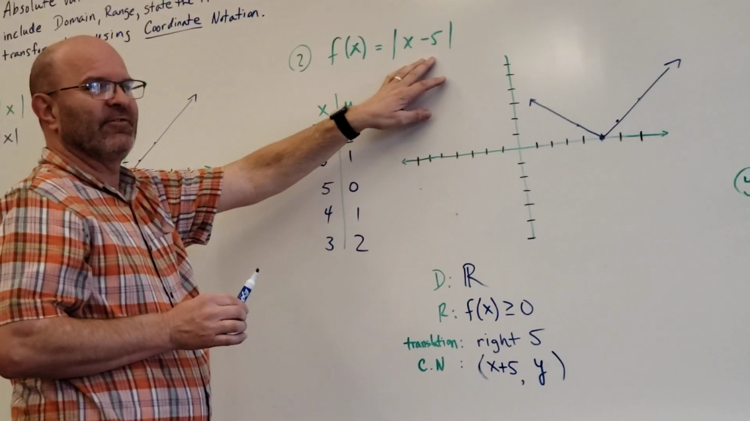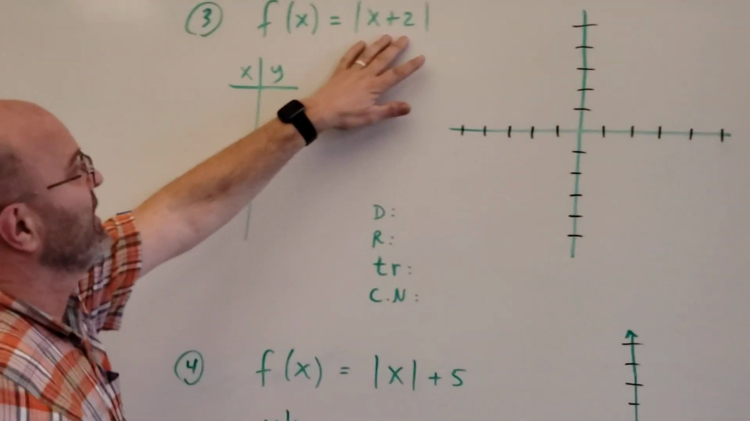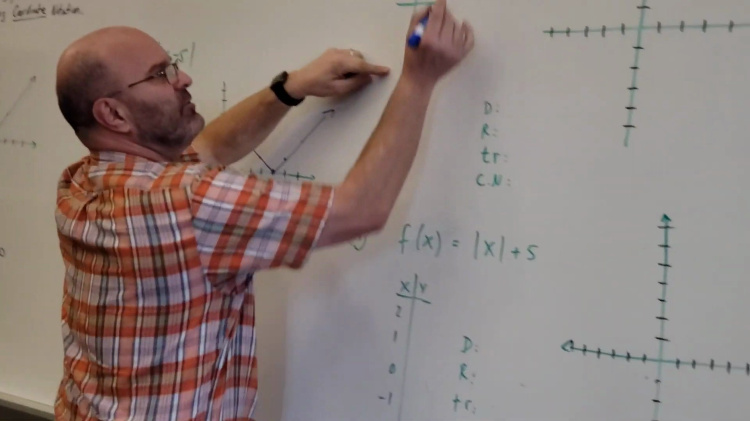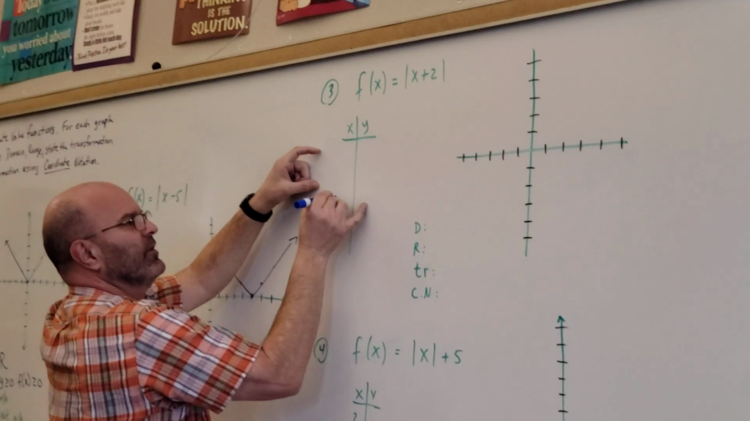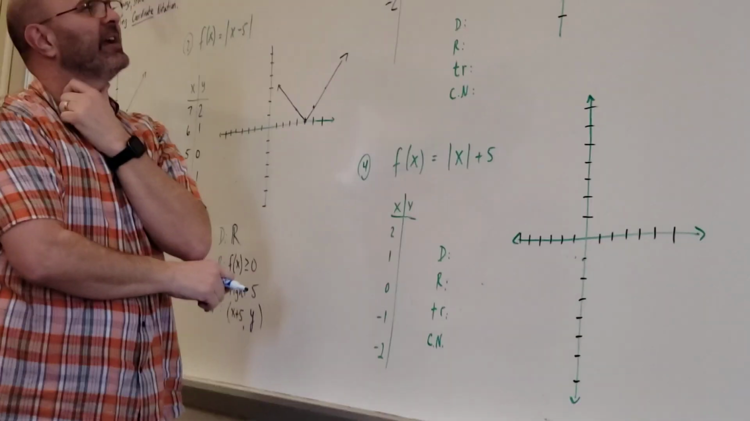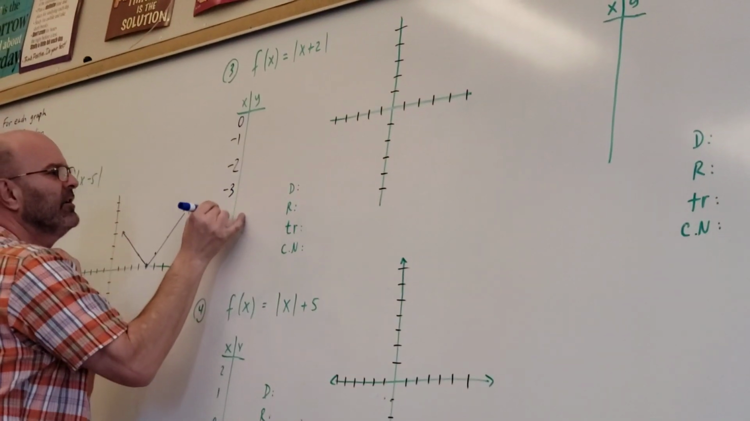Okay, next example is even faster. Scooting to example 3. Looks like we have another horizontal translation. My middle number has to be the x value that causes this absolute value to be equal to 0. So negative 2 is my middle number this time. Negative 2. So I'm going to go up, and I'm going to go down.